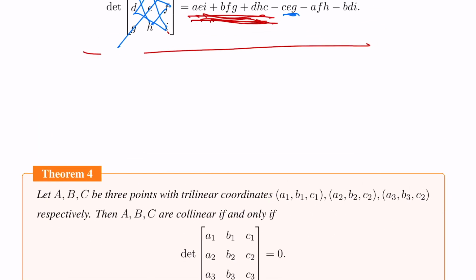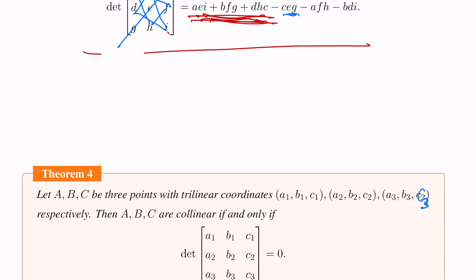Suppose A, B, C are 3 points. I'm not saying ABC forms a triangle. Let's assume A, B, C are 3 points on the Euclidean plane, and suppose they have trilinear coordinates A1, B1, C1, A2, B2, C2, and A3, B3, C3, respectively. Sorry, there was a typo. Then there's a nice criterion for A, B, C to be collinear.